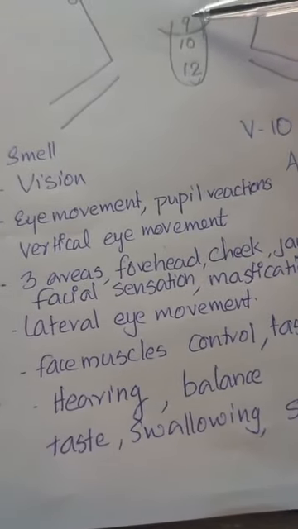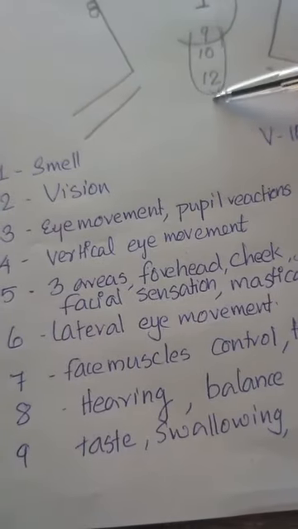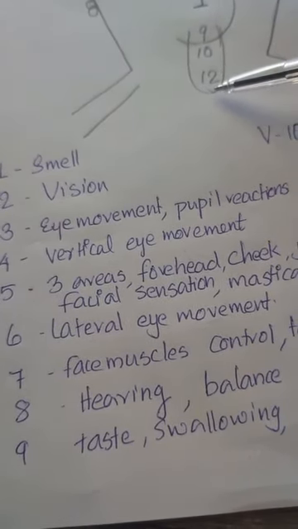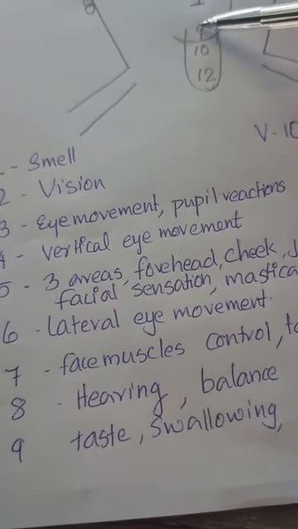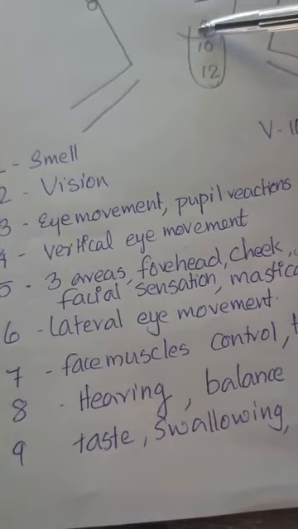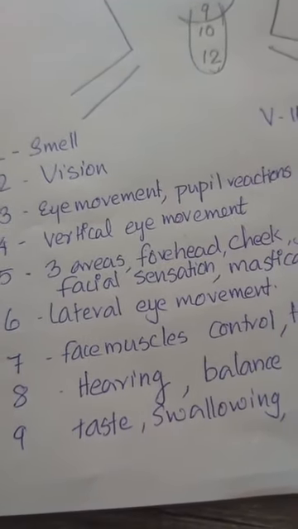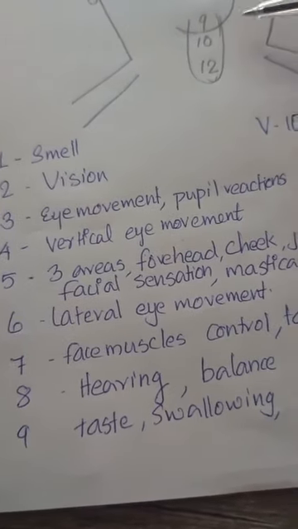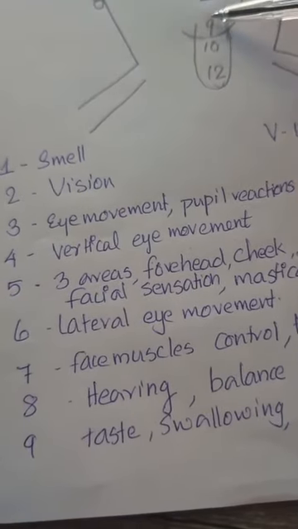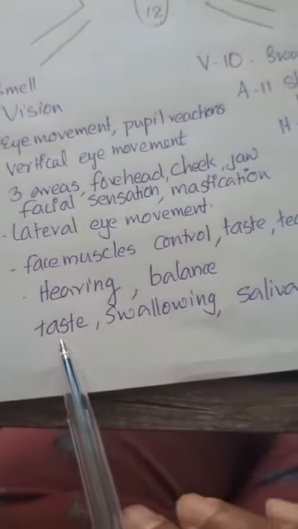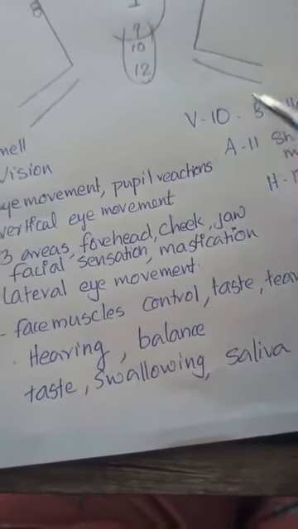And then 9, 10 and 12 all come towards the tongue and mouth. So 9 is all the way towards the upper part of the tongue. The ninth one is glossopharyngeal. Glosso means tongue, pharyngeal means pharynx. So it is responsible for taste, swallowing and saliva.